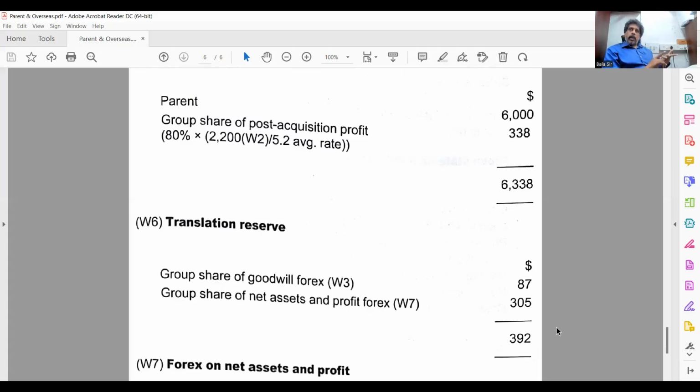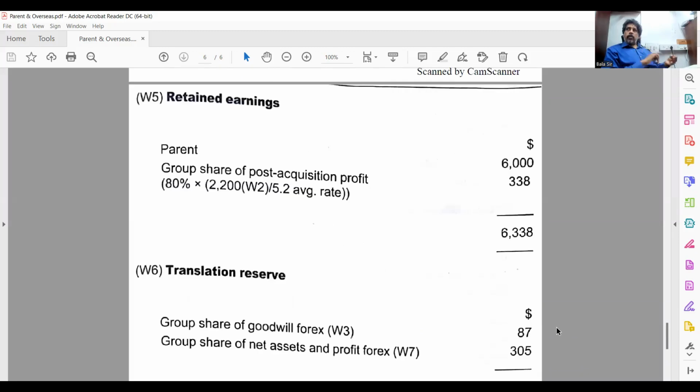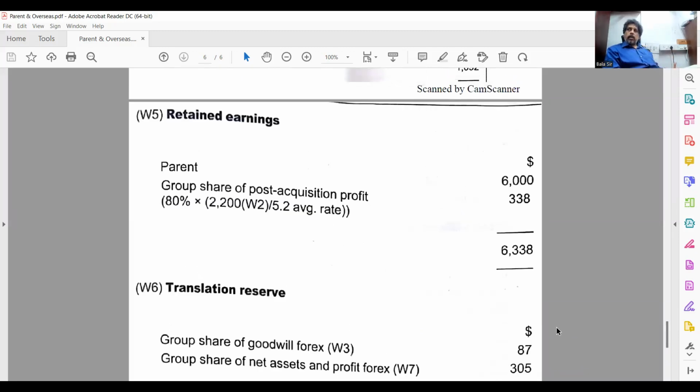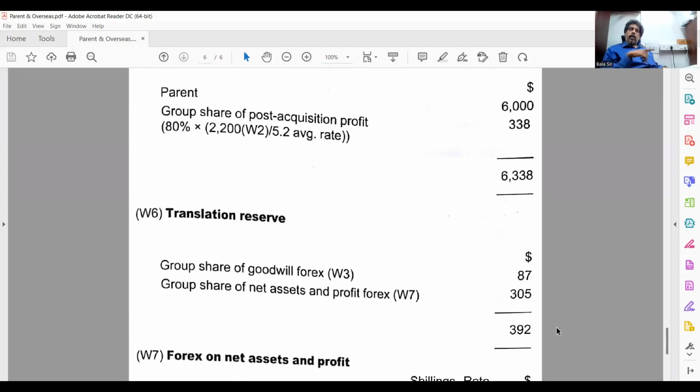Under other equity, you show retained earnings. What is there in working note number 5? And the translation reserve, FCTR, or we call that the cumulative translation adjustment, CTA. Is that fine? So adding both. Now tell me, working note number 5, what is the retained earnings? $6,000 plus $338, $6,338. And how much did you get in working note number 6? The total, that is $381 into 80%. Adding both the numbers will be added and shown under the heading other equity in your balance sheet.